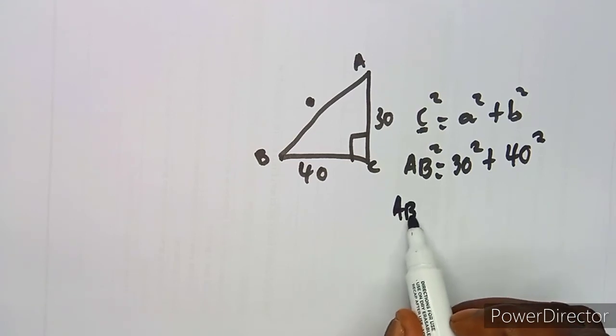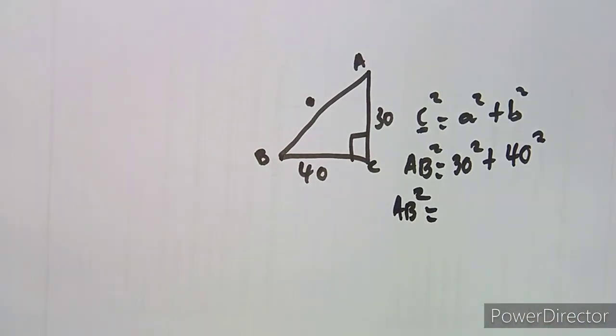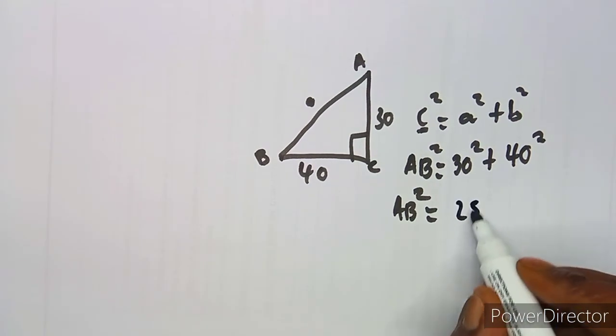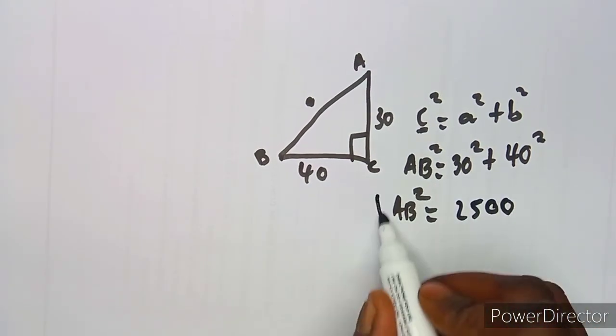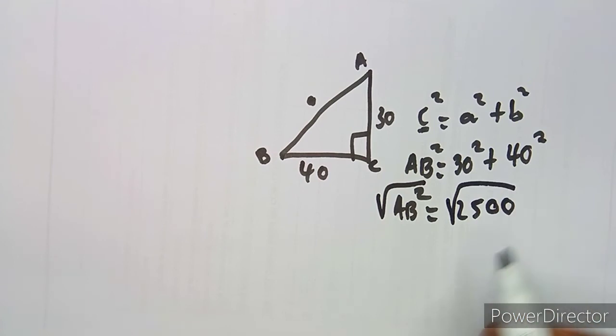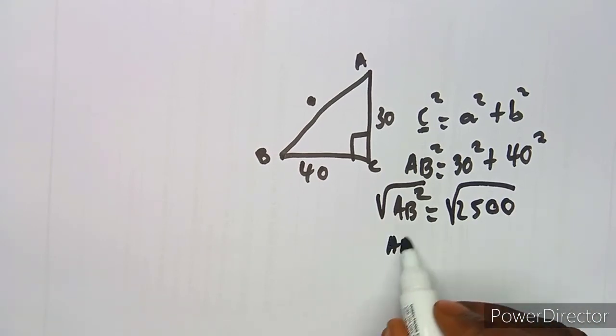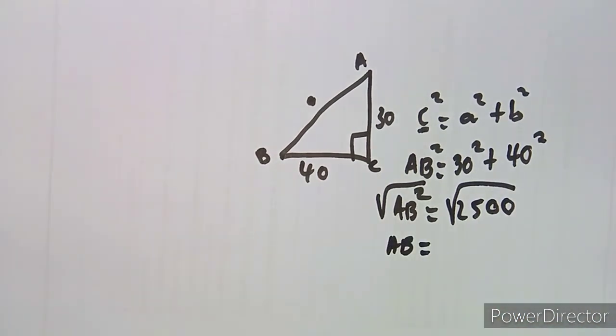So that would be AB squared is equal to 30 squared plus 40 squared, which is going to give us 2500. If you add the two, then you find the square root of the two. So our AB is going to be 50. That's the square root of 2500, which is going to give us 50.